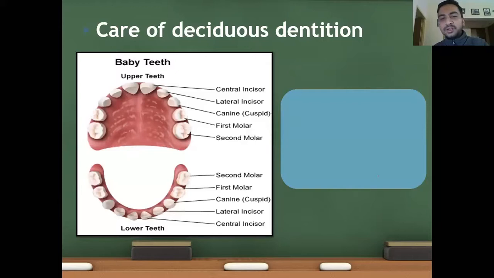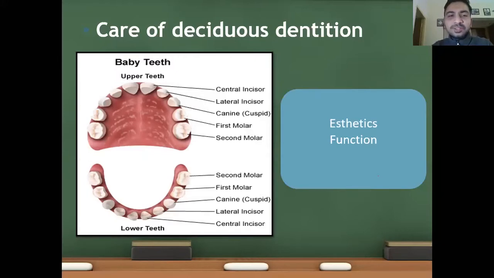Point number 3, again related to point 1 and 2, is care for the deciduous dentition. We have to care for the deciduous dentition. Why? Anybody could share their views? Why do you have to care for the deciduous dentition or the milk teeth? Anyone? 1 is for aesthetic reason. 2 is for function. It is for function, yeah. Function, Vinamra, that is correct.